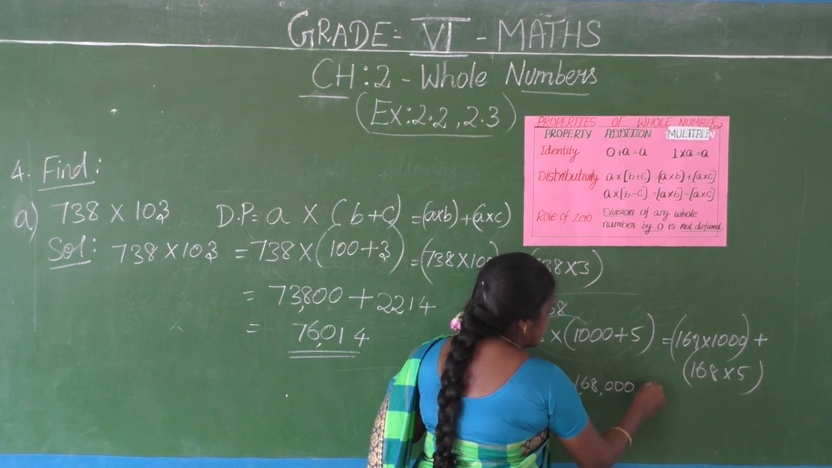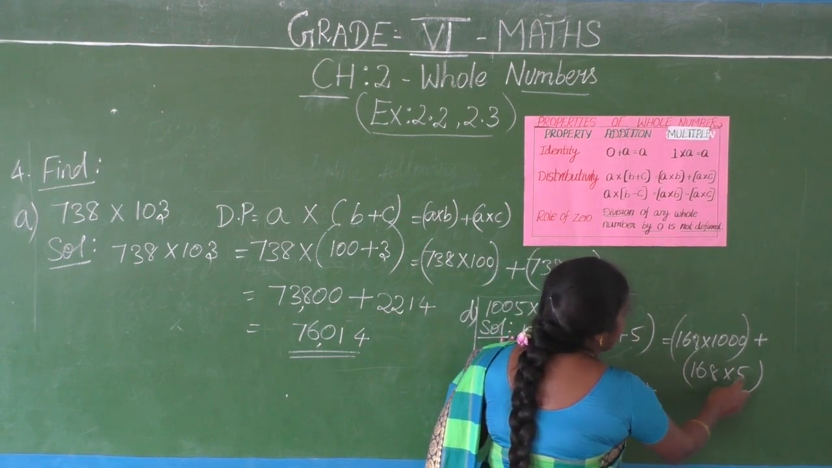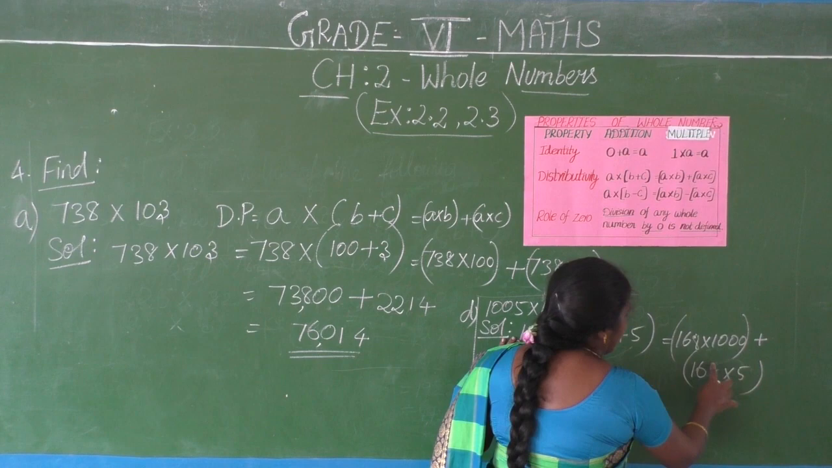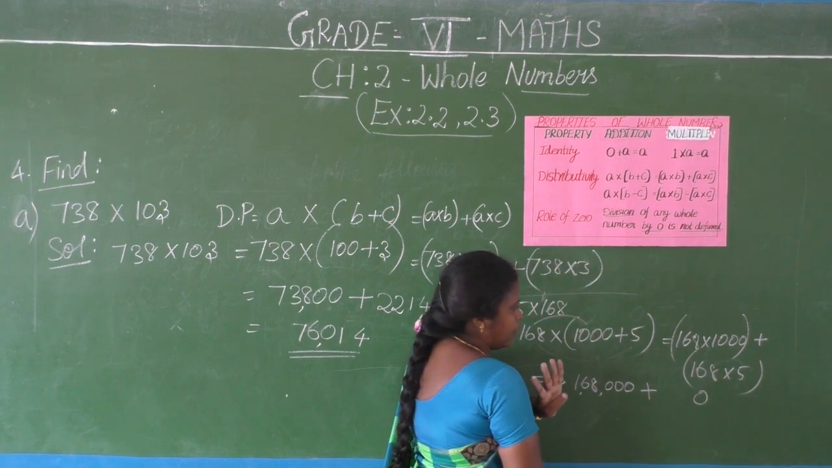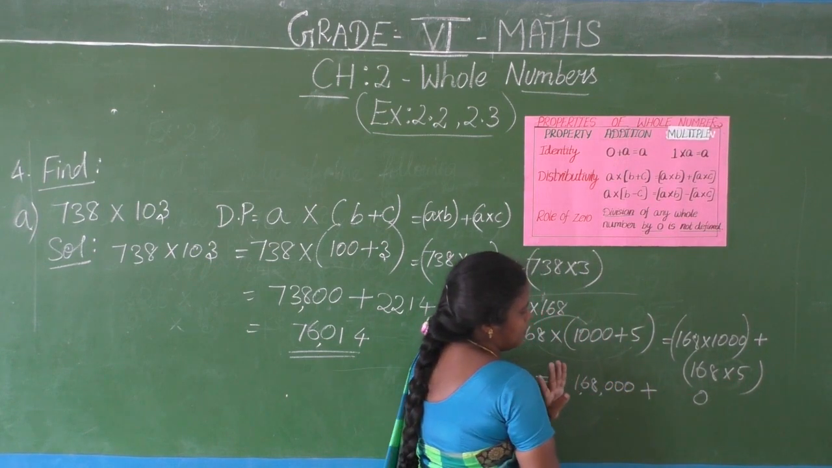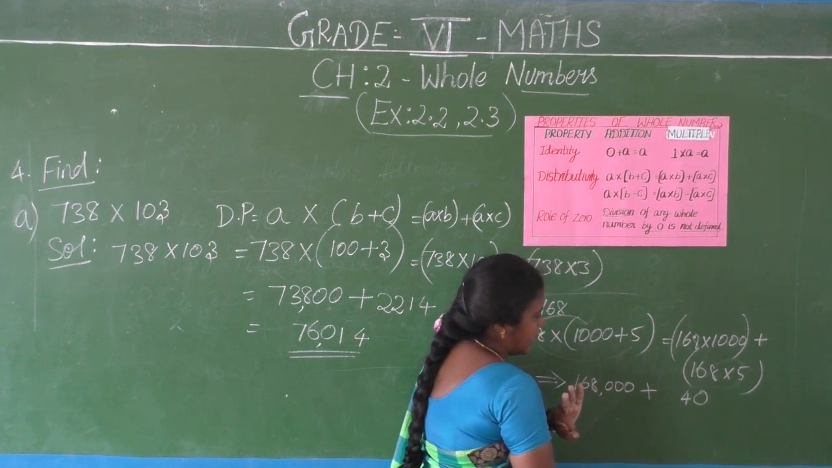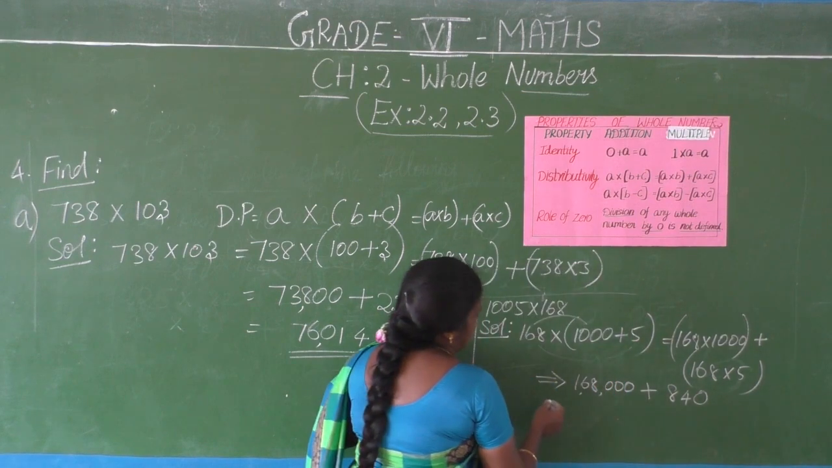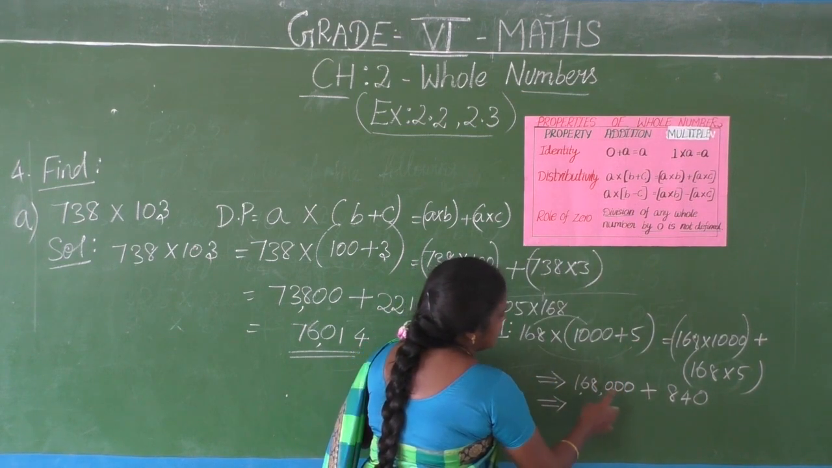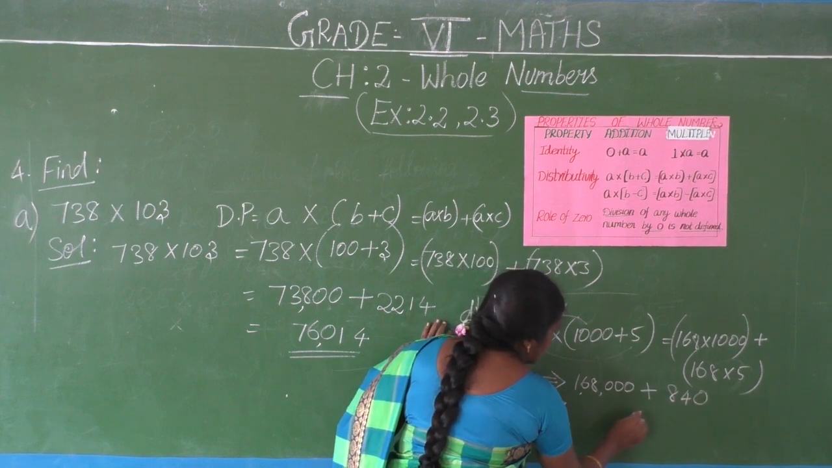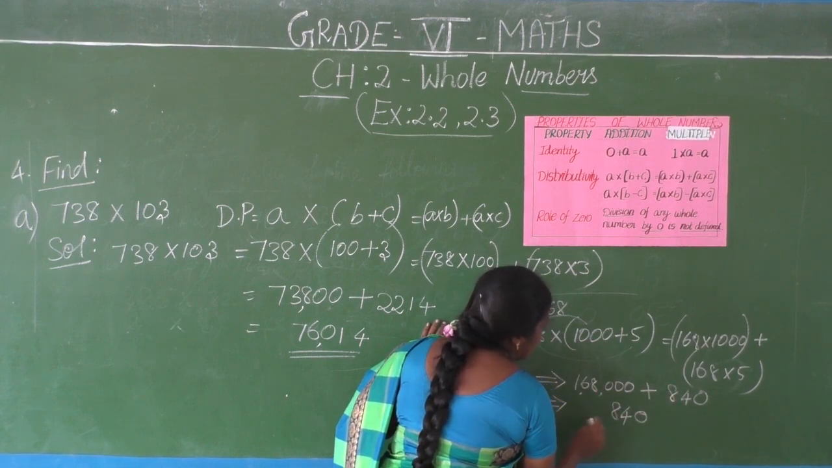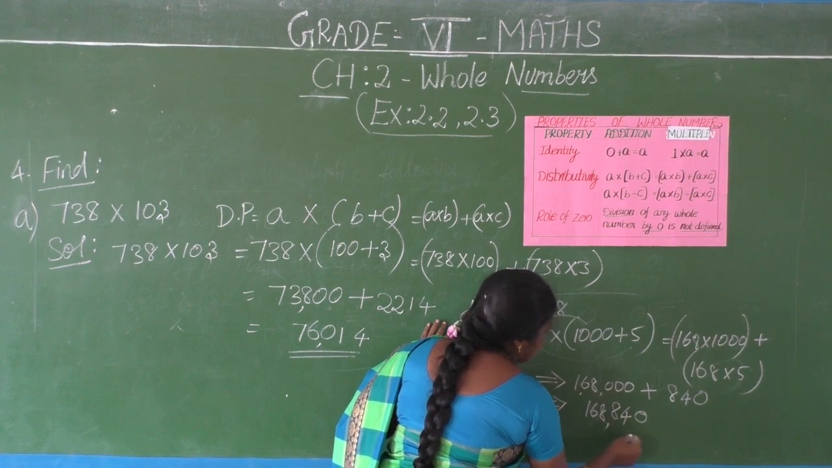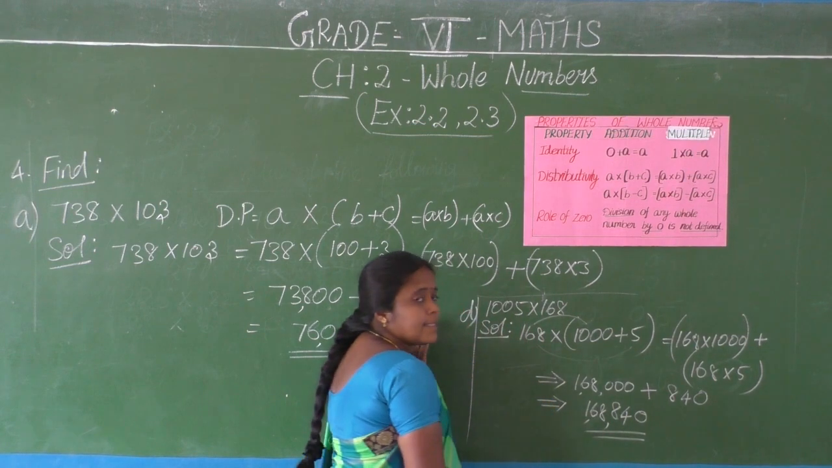Clear? Plus 168 into 5, fifth table, multiply. 8 5s are 40, remainder 4. 6 5s are 30 plus 4, 34, remainder 3. 1 5 is 5, 5 plus 3, 8. So the final answer, adding this plus this: 0 plus 0 is 0, 0 plus 4 is 4, 0 plus 8 is 8, 168 for this. Here there is no number, so it stays as it is. This is the answer for this.